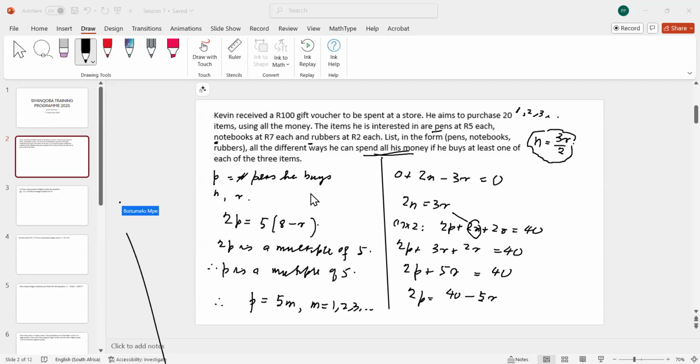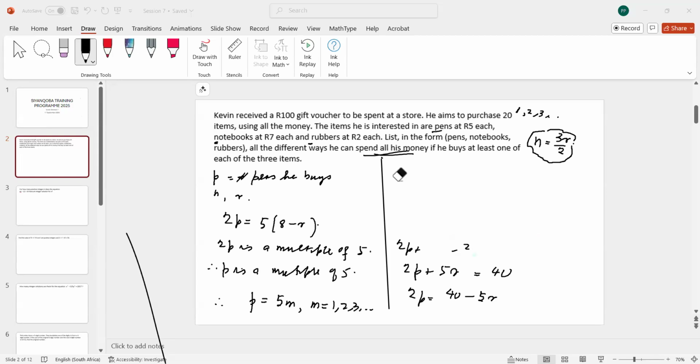I'm going to create more space on the side. At the moment now, I have that p is a multiple of 5. But just remember that the sum of p, n, and r is 20. Let's just focus on that. Okay, he needs to buy 20 items altogether. Now, all these are positive numbers. So you have that.